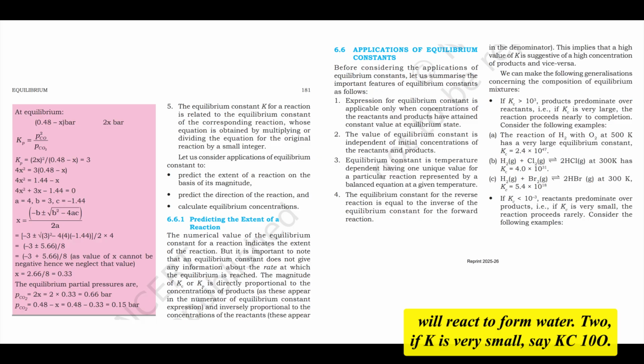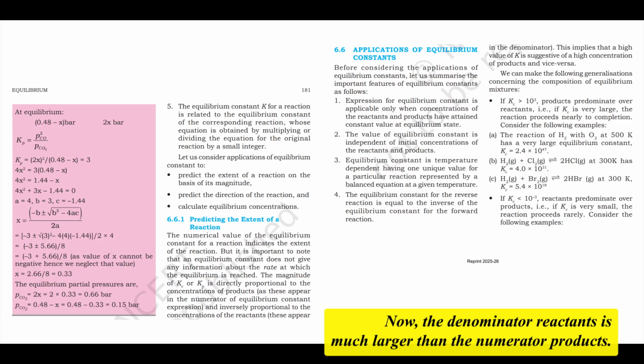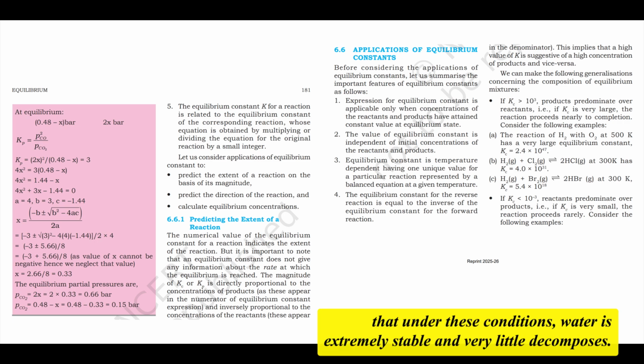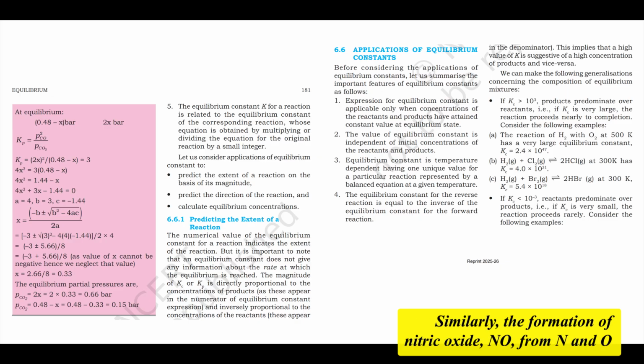2, if K is very small, say Kc less than 10^-5. Now the denominator, the reactants, is much larger than the numerator, the products. Reactants predominate at equilibrium. The reaction barely proceeds in the forward direction. A good example is the decomposition of water back into hydrogen and oxygen at room temperature. The Kc for that is minuscule, around 4.1 × 10^-48. This tells us that under these conditions, water is extremely stable and very little decomposes. Similarly, the formation of nitric oxide, NO, from N2 and O2 in the air at room temperature has a very small Kc, about 4.8 × 10^-31, meaning very little NO forms naturally.